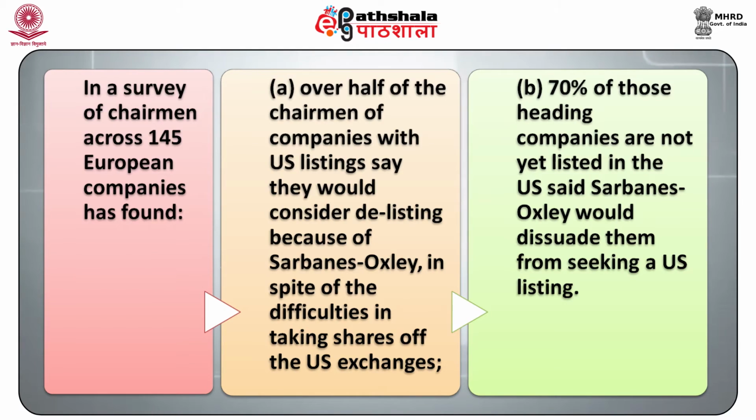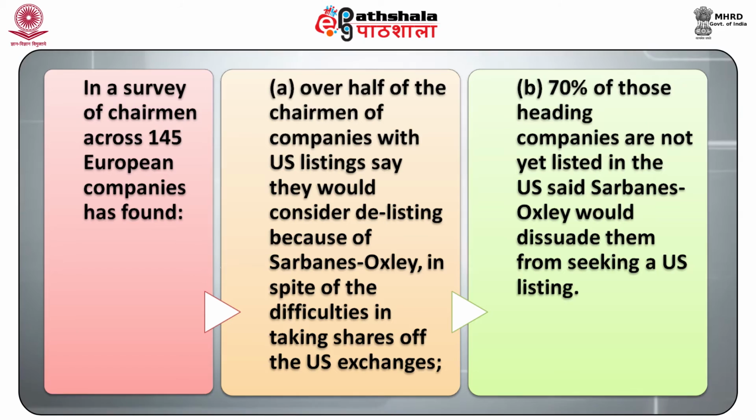Moving on to what will happen if the USA does not adopt IAS. Now, it is understood that excluding a few, nearly all countries of the world are interested in following IAS as their accounting standards. USA is the only main country unwilling to adopt it. Now, the question arises, what will happen if a superpower of the world and a highly developed economy like the USA does not adopt IAS? A survey of chairmen across 145 European companies has found: A. Over half of the chairmen of companies with US listings say they would consider delisting because of Sarbanes-Oxley, in spite of the difficulties in taking shares off the US exchanges.